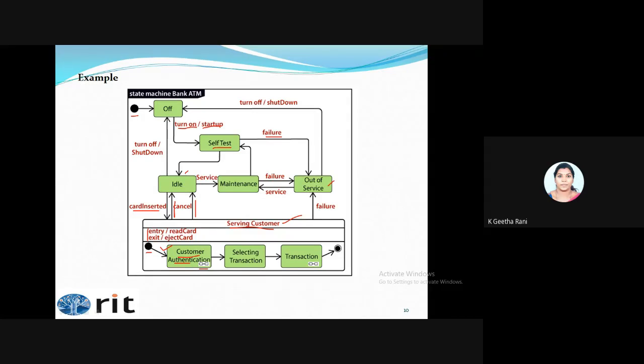When the ATM is in the idle state, I trigger an event called card inserted, and it gets inside. We have an activity called entry, so read the card and do the operations, and another activity called exit. Once the exit happens, it ejects the card, and the ATM goes back to the idle state when you have an event called cancel.